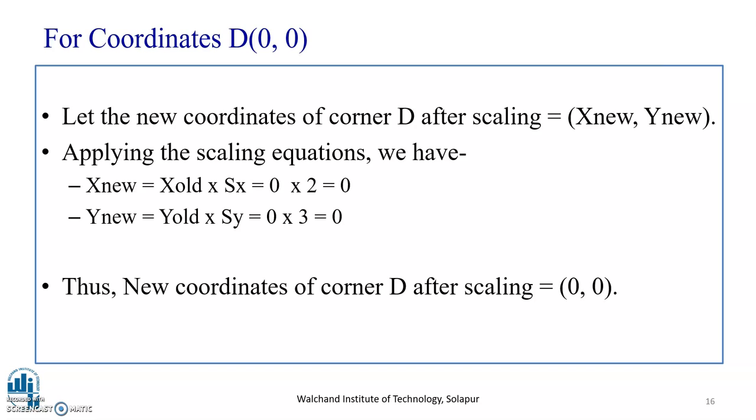Now we go for the last coordinate, that is (0, 0). After applying the scaling equations, we have x new is equal to x old into sx, that is 0 into 2. Y new is equal to y old into sy, that is 0 into 3, that is 0. Thus the new coordinates of the corner D after scaling are (0, 0).